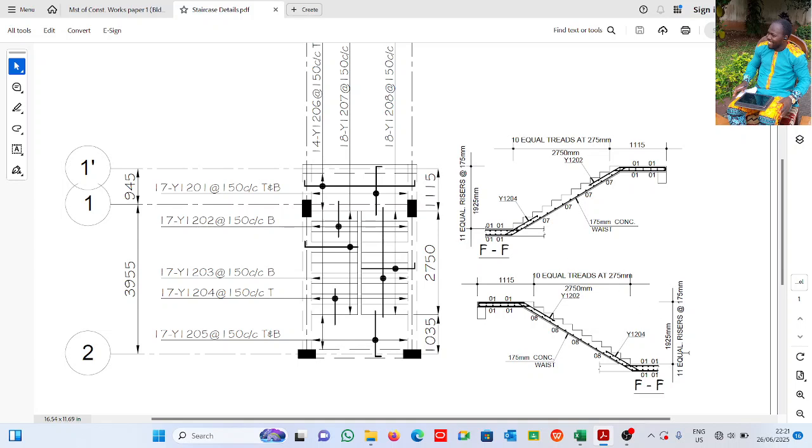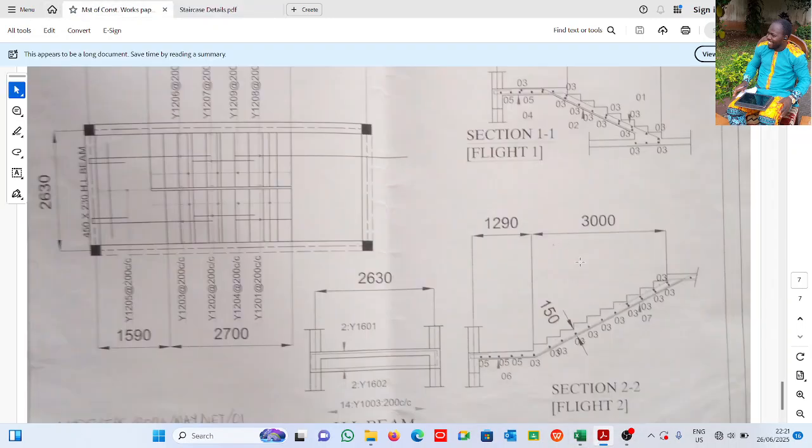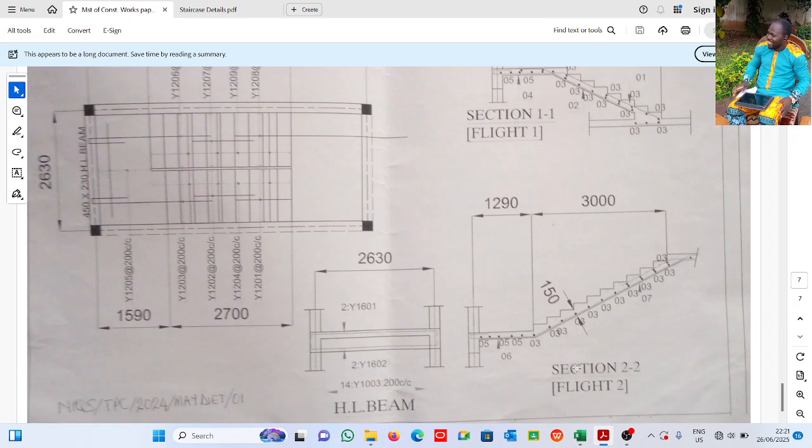Right now, we already know the riser. We already know it's 175. But here, we don't know because we were not told. So we took it to be 175. That's an assumption. So in an exam, whatever assumption you make, you note it down. I hope it's clear. Alright.